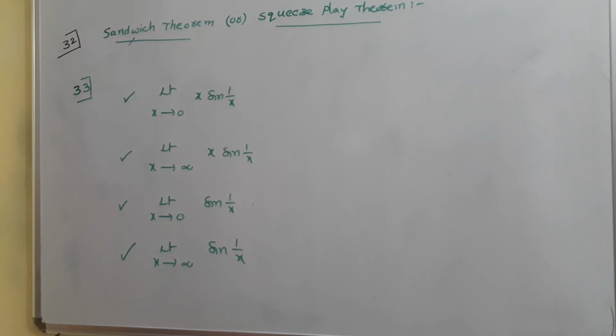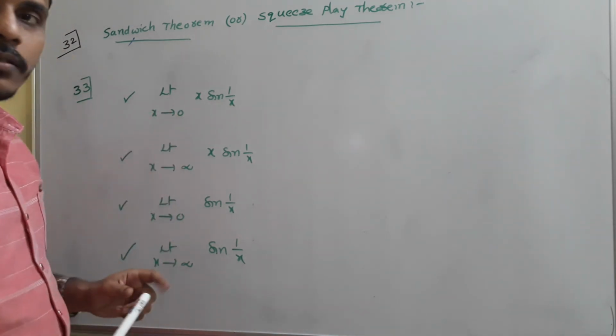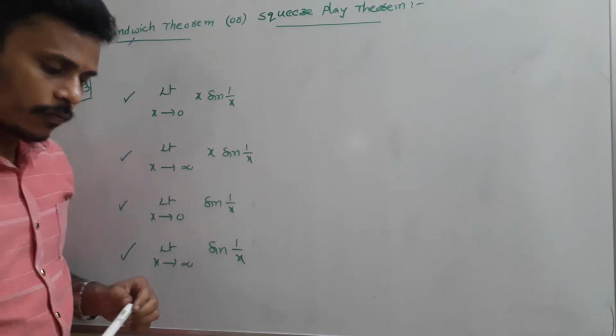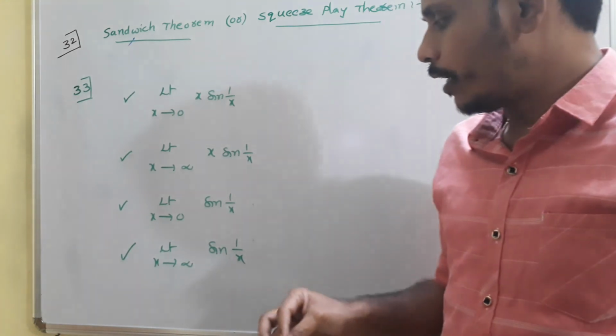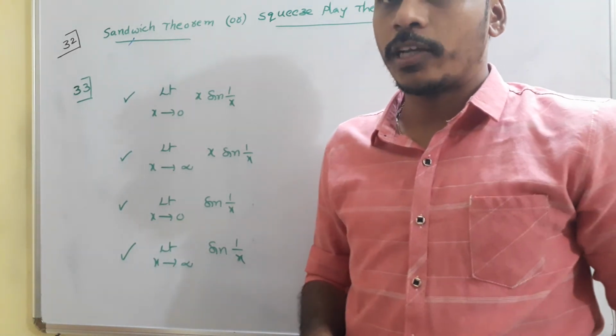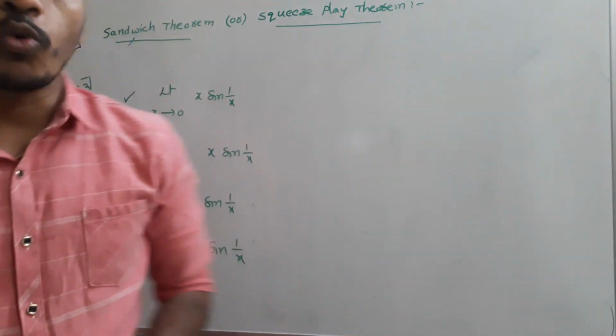So just look at some more problems. Limit x tends to 0, x sin 1 by x. Limit x tends to infinity, x sin 1 by x. X tends to 0, sin 1 by x. X tends to infinity, sin 1 by x. See, they are simple actually to say. But among these, the first one requires the sandwich theorem to answer.